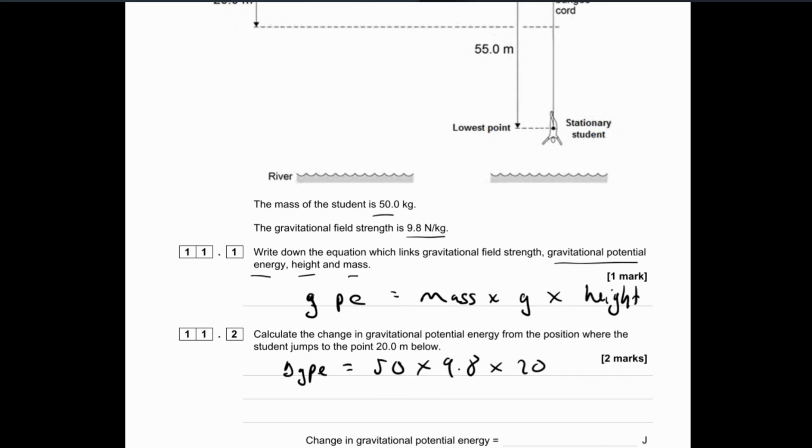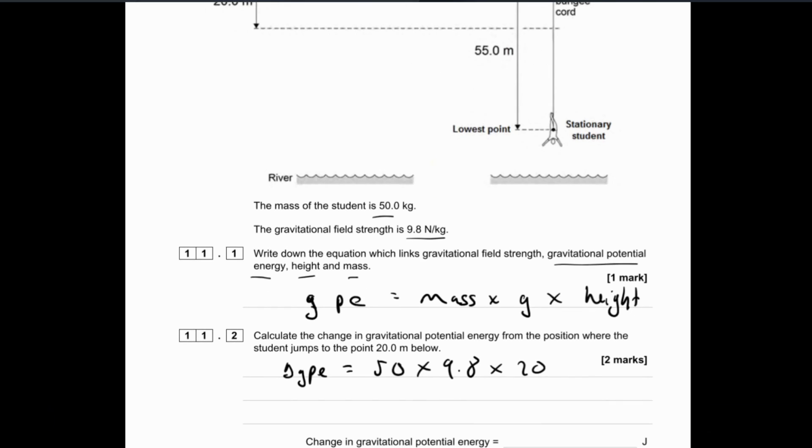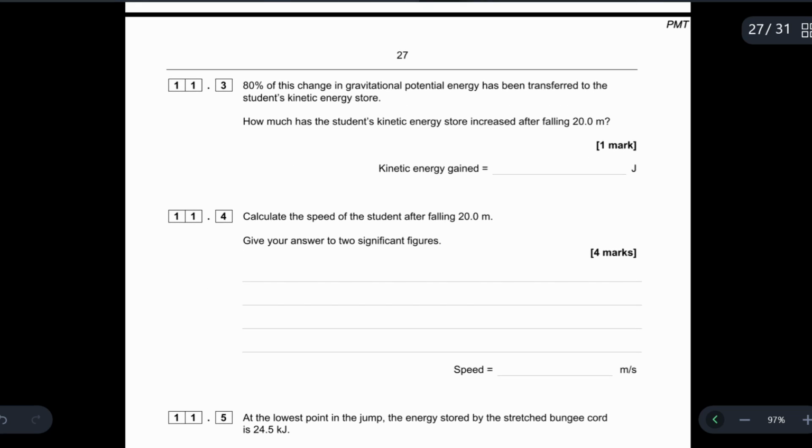Okay, so the change in height was 20 meters. It's given in the question. The student jumps to the point 20 meters below, so that's 20. And so when you plug that into your calculator, you should get 9800, and that is in joules.